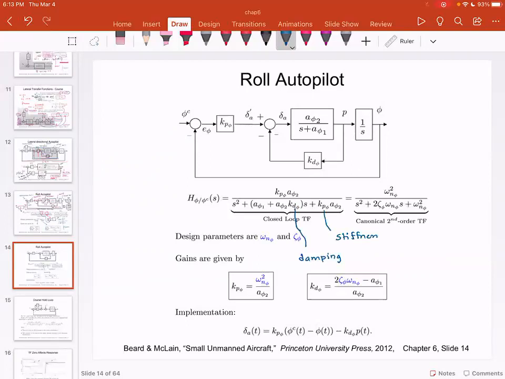For that, I want you to look at this equation. This is super important. This is the actuator command. This actuator command is going to be the difference between the commanded and the actual roll. So this is the commanded roll, or this is the desired roll angle. And this is the actual roll angle.